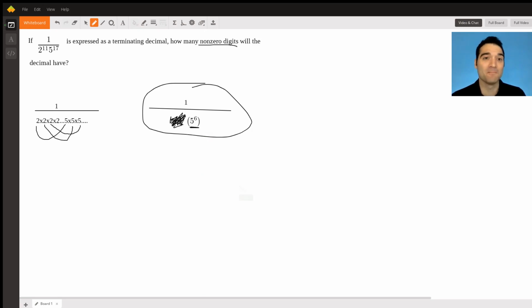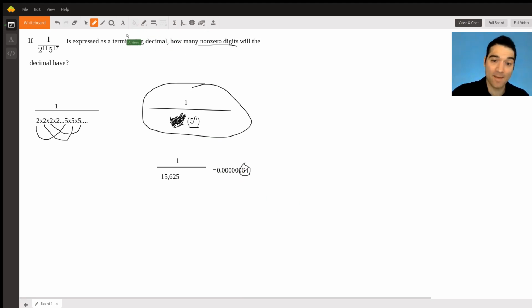5 to the power of 6 is a much, much more manageable number, and it will fit into your calculator. I'll save you the time and hassle of doing it. It comes out to 15,625. So what I have here is 1 divided by 15,625. And when I do that division, what I get is 0.00000, a bunch of zeros, then 64, meaning that I have two non-zero digits in this problem.